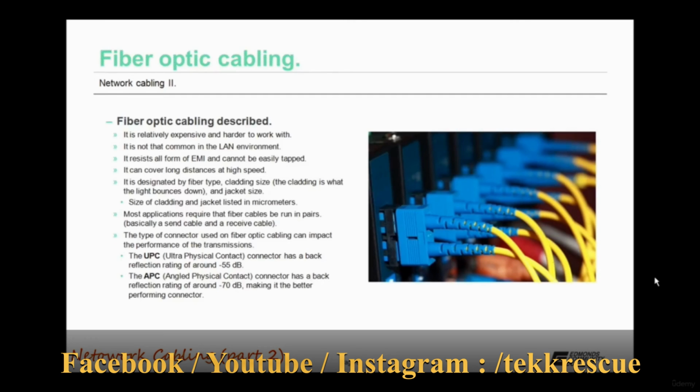The type of connector used on fiber optic cabling can impact the performance of the transmission. There are two basic categories of connectors. There is the UPC, the ultra physical contact. This connector has a back reflection rating of around a negative 55 decibel loss. Then there's the APC, the angled physical connector, which has a back reflection rating of around a negative 70 decibel loss, making it the better performing connector.